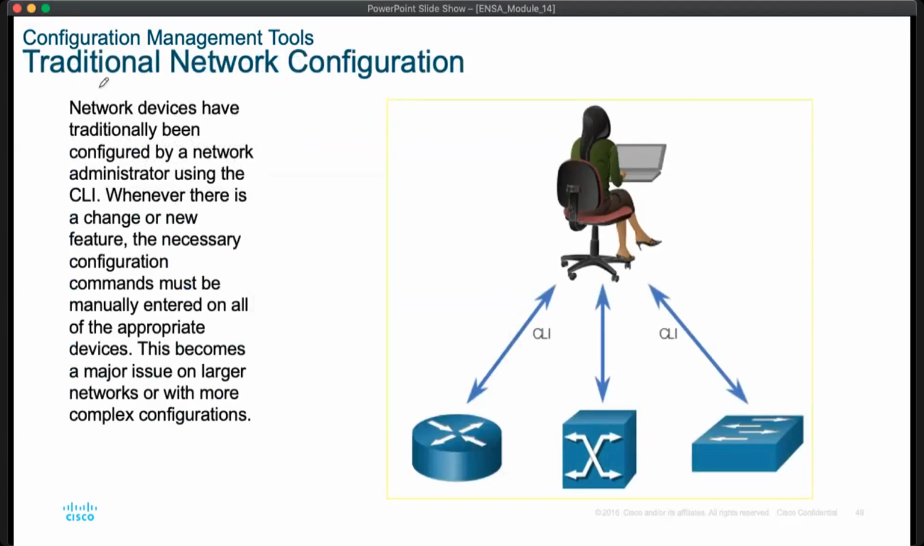Okay, traditional network configuration. Yeah, network devices have traditionally been configured by a network administrator using CLI, yeah, command line. Whenever there is a change or new features, yeah, the necessary configuration command must be manually entered on all of the appropriate devices. This becomes a major issue on a larger network or with a more complex configuration. Okay, like this example, they need to change on router, on this multi-switch and also this hub.